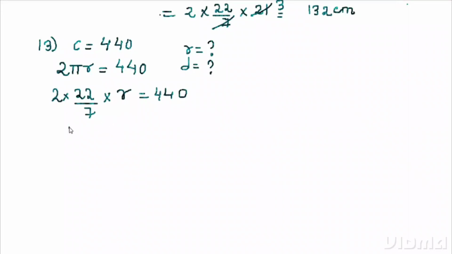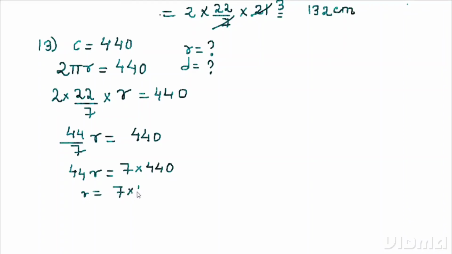Now I can write this as 44 by 7 times r is 440. Then when I do cross multiplication, I can write 44r is 7 multiplied by 440. Now what will this r be? This will be 7 into 440 divided by 44. When I cancel this, I get 10. So I can see that my radius is 70 centimeter.